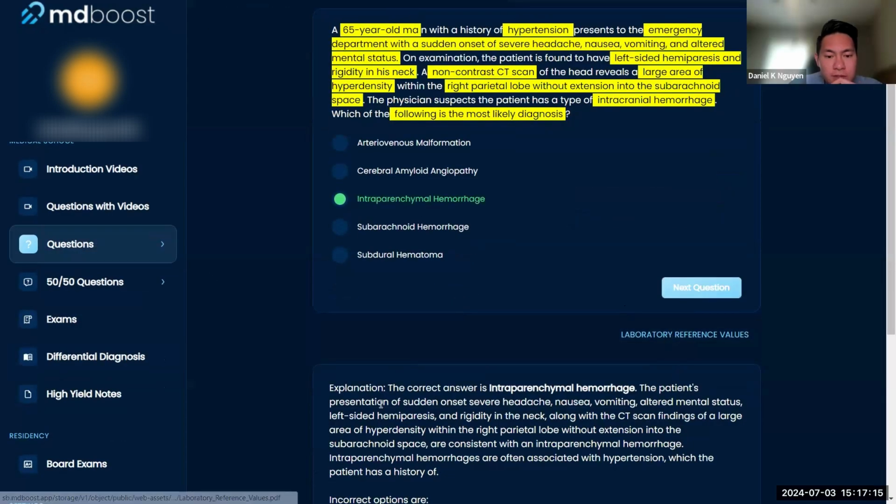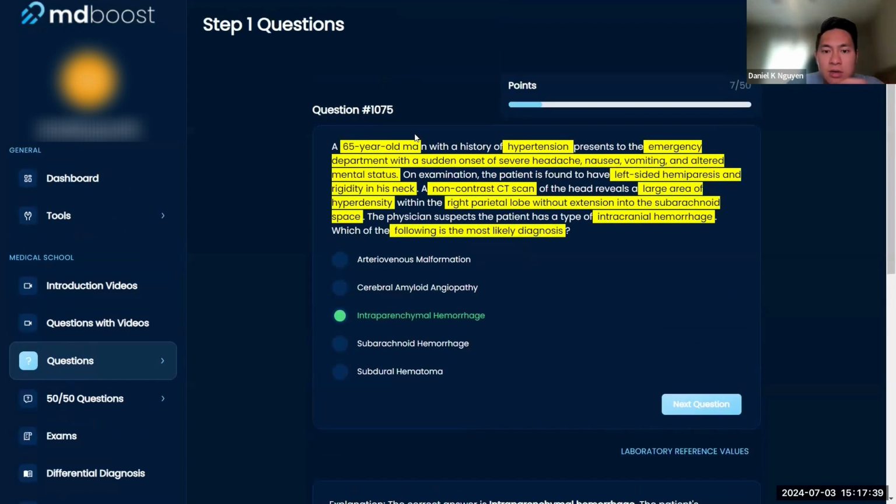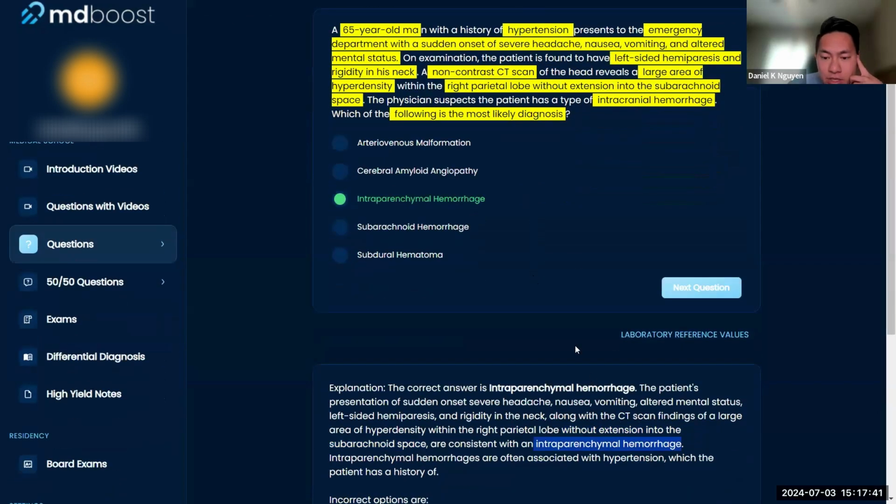Okay, so let's talk about this. Presentation: severe onset headache, nausea, vomiting, altered mental status, left-sided hemiparesis, and rigidity of the neck. CT findings in the parietal lobe without extension into the subarachnoid space, so it can't be a subarachnoid hemorrhage. And subdural is not going to be inside, right? Intraparenchymal means deep inside the brain, which makes sense because that's usually caused by hypertension, which the patient has.